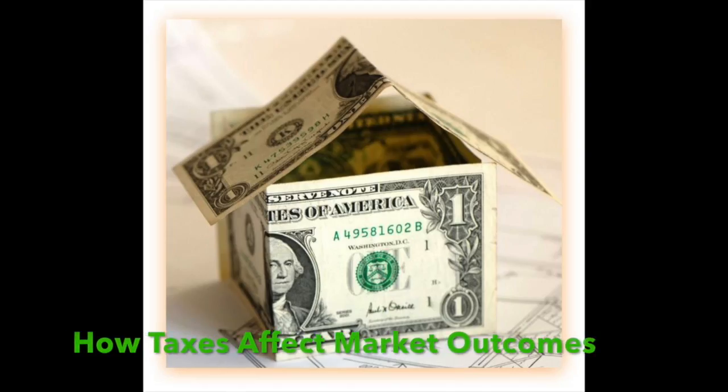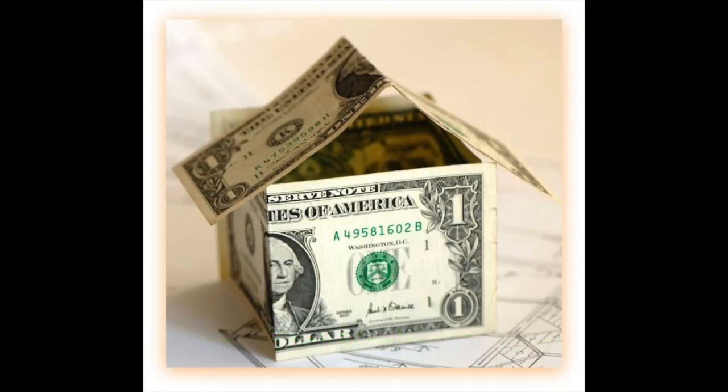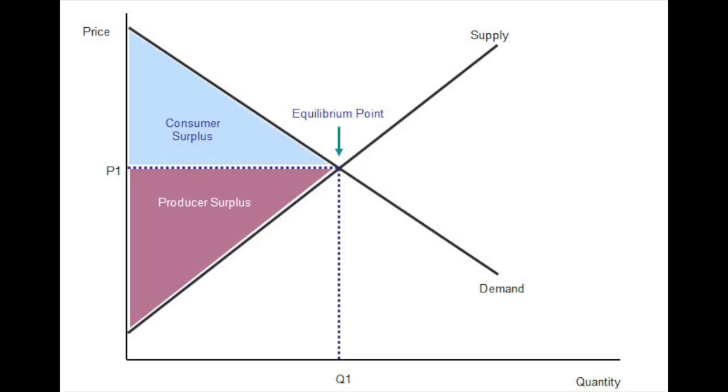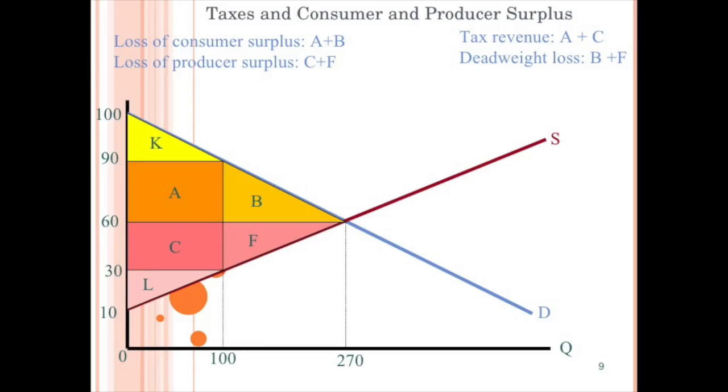With this in mind, we can move forward to talking about how taxes affect market outcomes. We're already aware from Chapter 7 about consumer and producer surplus, where consumer surplus is the amount buyers are willing to pay for the good minus the amount they actually pay for it, and producer surplus is the amount sellers receive for the good minus their costs. In specific, we can take a look at this graph, where K, A, and B would be consumer surplus, and C, L, and F are producer surplus without any taxes. There's no tax revenue in this case because no tax has been imposed yet.